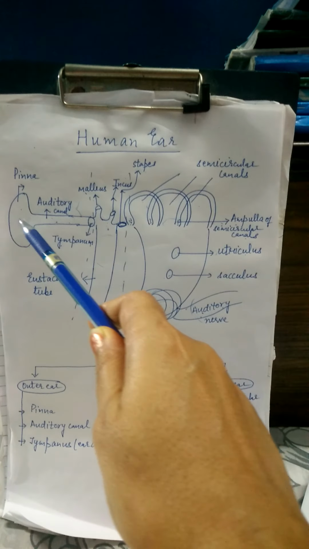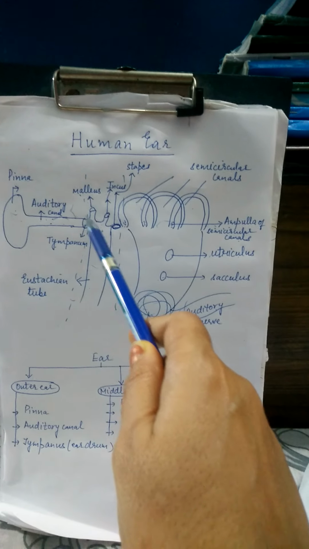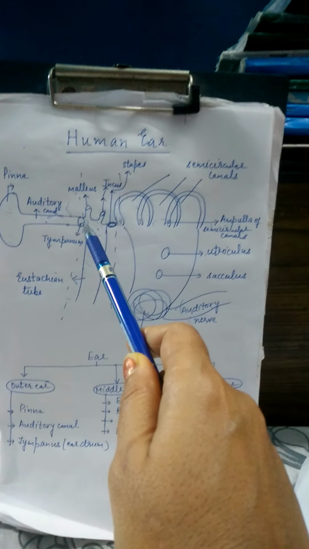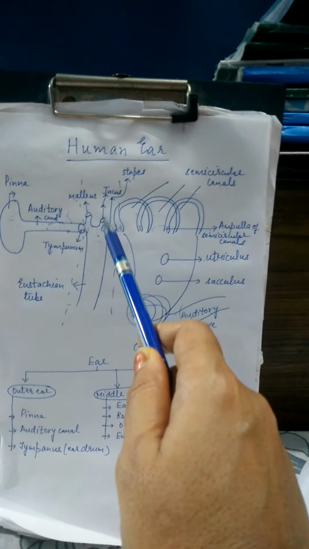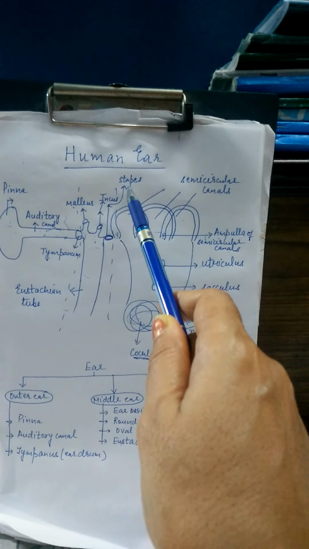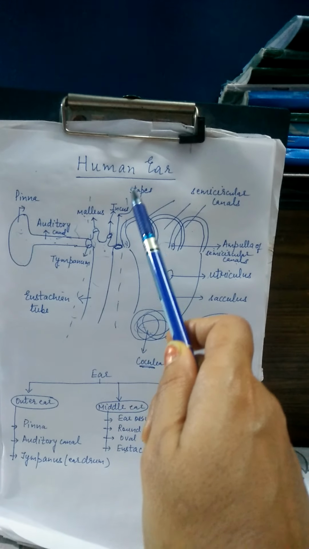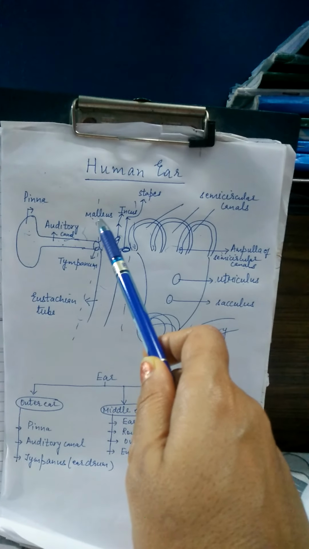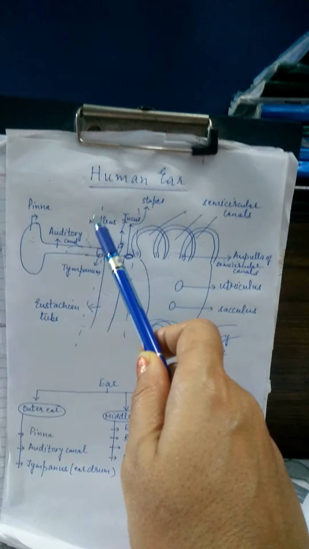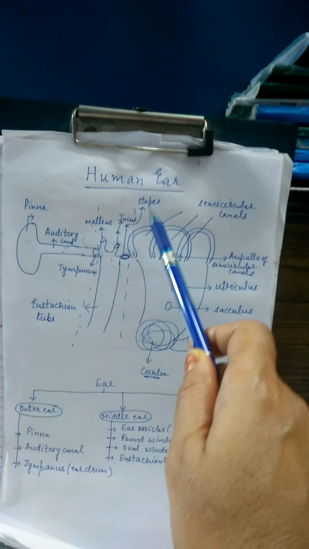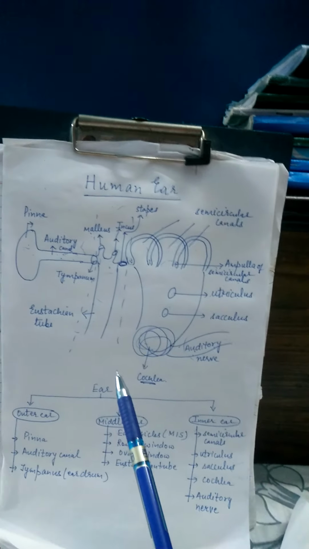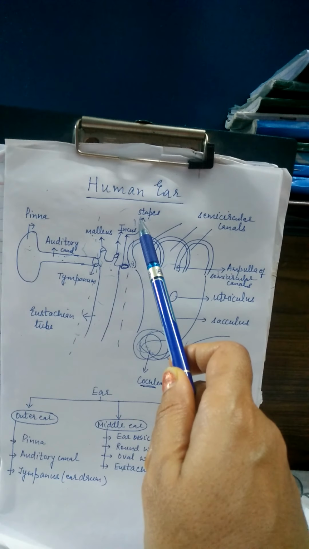We can see pinna, auditory canal, tympanum. And after the tympanum, you can see malleus, incus, and stapes. Beta, these are the three ear bones: malleus, incus, stapes. And let me tell you the technical term. The technical term for these three ear bones is ear ossicles.